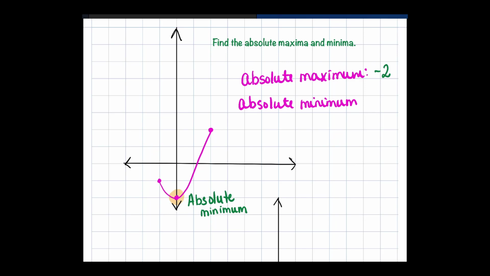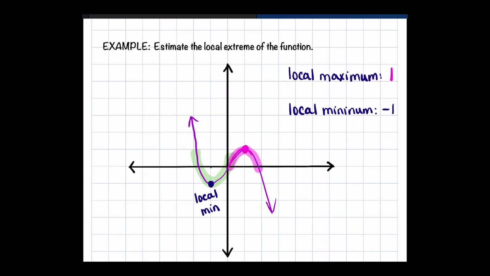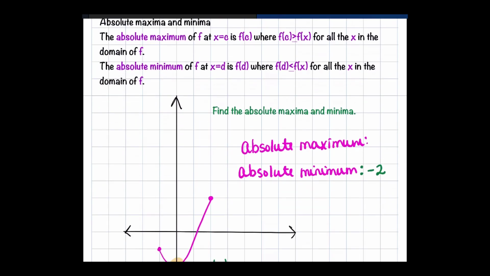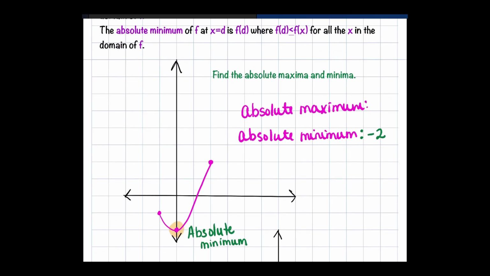All right, and oops, I wrote that in the wrong spot. It makes me want to go back and make sure I wrote my maximum and minimum in the right spots for the locals. And I did. Okay, yay. All right, absolute maximum is the absolute highest point on the graph. So in this case, the absolute highest point is here. And again, we give the y, which would be +2.